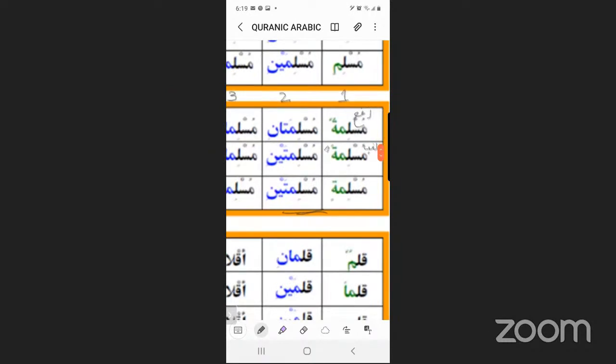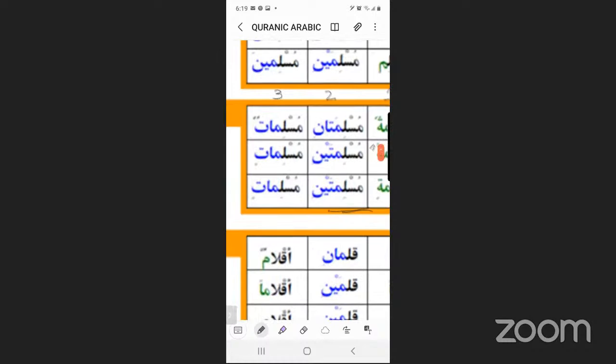And if it's again one Muslim lady and it's jar, the E sound, Muslimatin, Muslimataini for two, and three or more, Muslimatin.